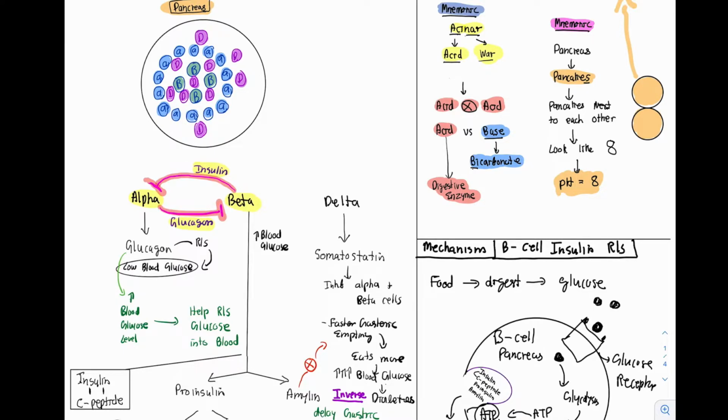And the delta cell, which is another part of the pancreas, is going to secrete somatostatin. The function of somatostatin is that it inhibits both the alpha and the beta cells.